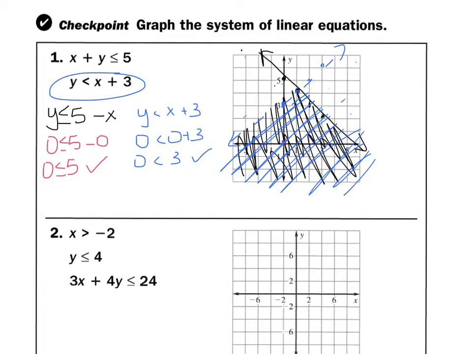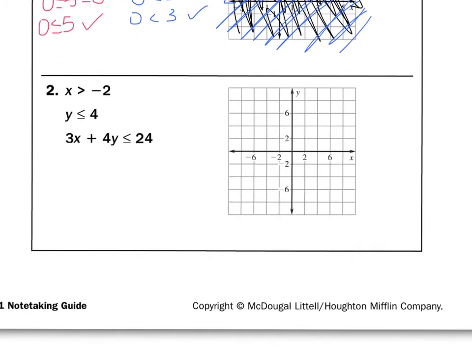So your overlapping area is your answer to the inequality, the system of inequalities. And for number 2, we're not necessarily going to be looking at graphing a shaded region here, but there are 3 inequalities. We're going to start with graphing the first one, x is greater than negative 2.